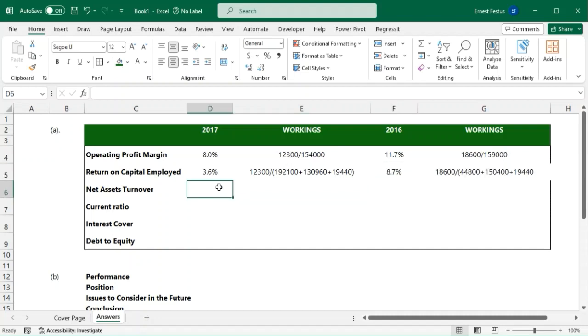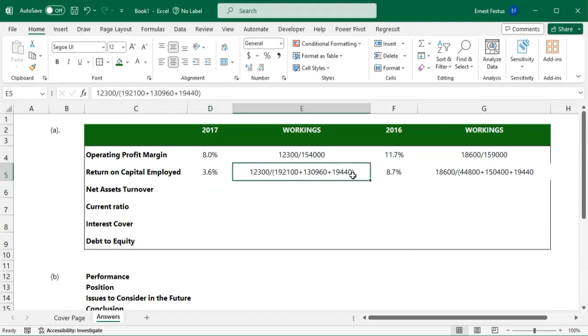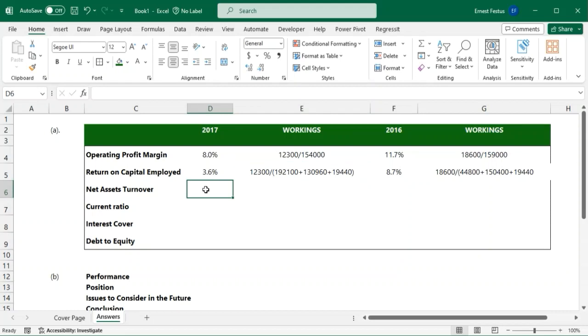For 2016, all right, so we have it there. And then our net assets turnover is equal to our revenue divided by capital employed, which we have here. So this is our capital employed. All the formulas that will involve capital employed, we are going to employ this figure in those calculations. So our net assets turnover is equal to the revenue, which for 2017 is going to be 154,000, and then I'll divide that by my capital employed, which is 192,100.